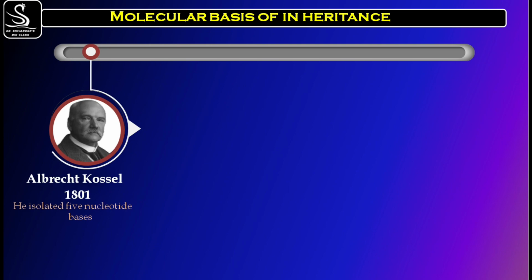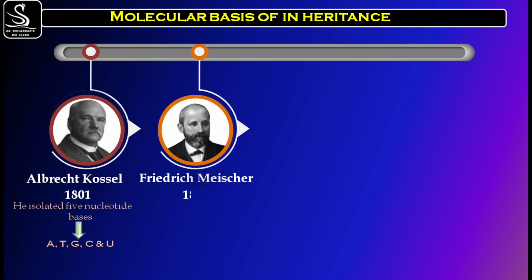5 different nucleotide bases. What are those 5 different types of nucleotide bases then? He discovered adenine, thymine, guanine, cytosine and uracil. These are the 5 different nucleotide bases he had already discovered in the year 1801.